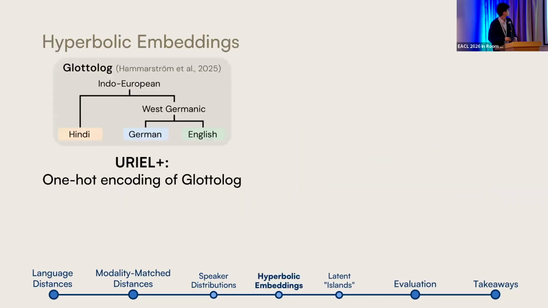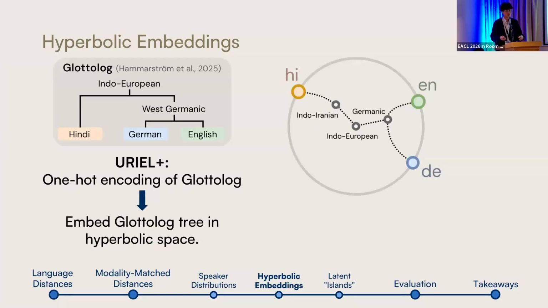For the genetic embedding, we study a different way of encoding or embedding Glottolog. So Glottolog is a catalog of the world's languages and the family tree that unifies all of them. And in URIEL+, while this is embedded as a one-hot encoding of Glottolog, we instead embed this in hyperbolic space. Now, hyperbolic space is a natural choice for us because it is a geometry that has been demonstrated to be better suited for tree structures rather than a Euclidean geometry. And this figure here demonstrates what that might look like for a 2D Poincare disk.